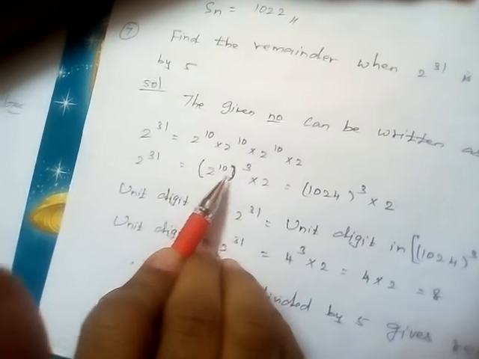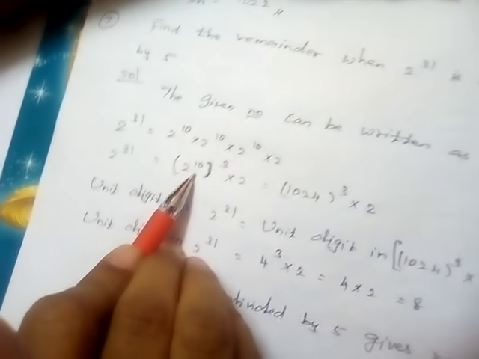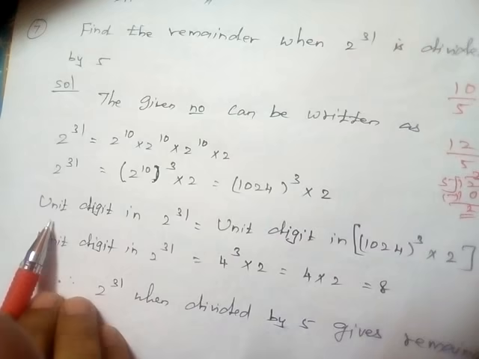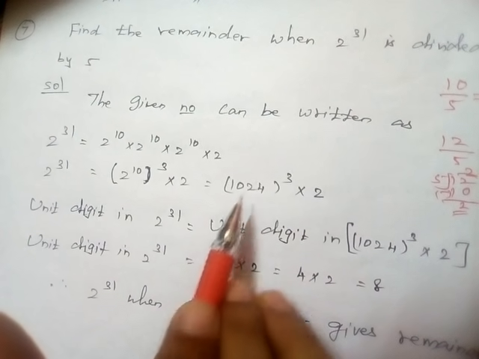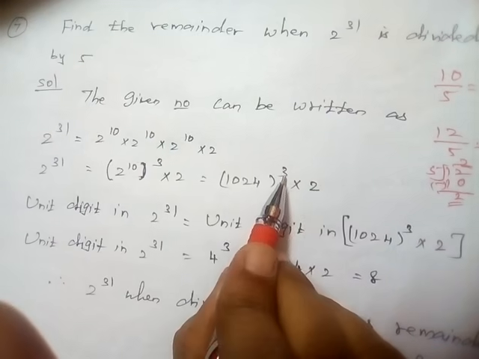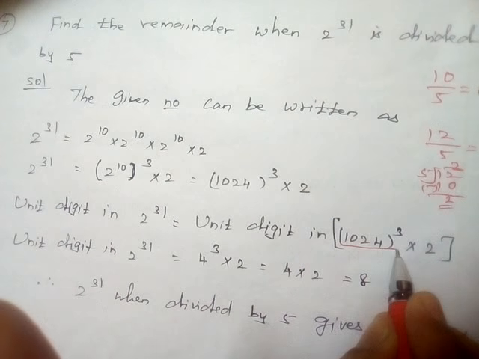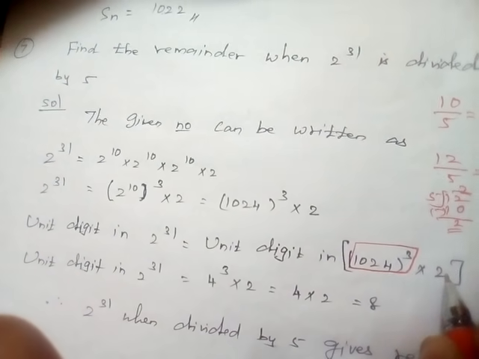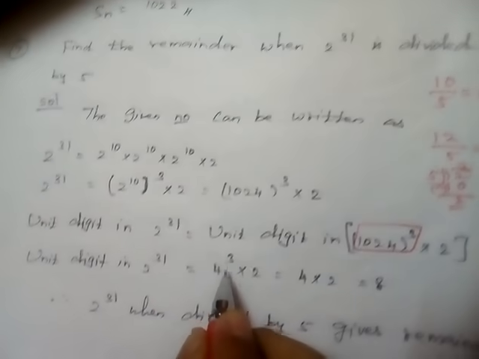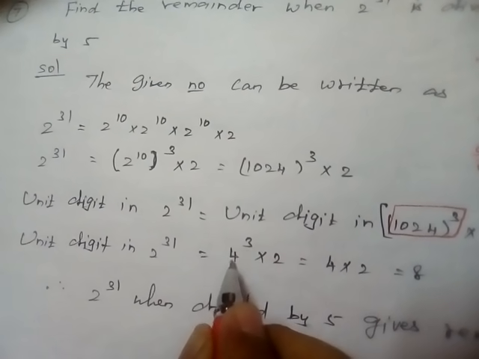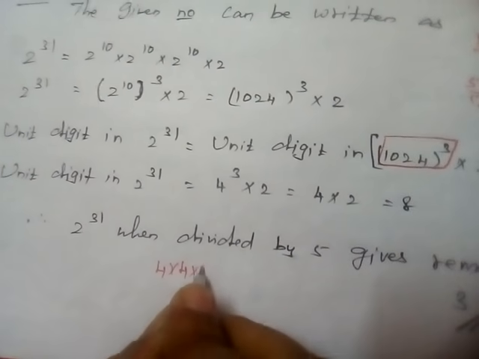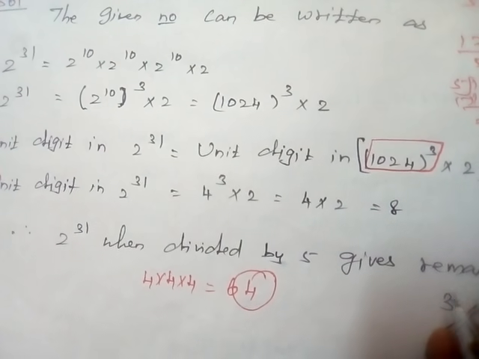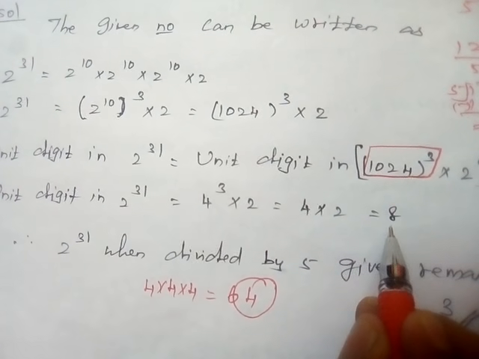Here 2 power 10 three times, so 2 power 10 whole cube into 2. We know 2 power 10 is 1024, cube, into 2. So the unit digit in 2 power 31 is equal to the unit digit in 1024 power 3 into 2. In this expression, what is the unit place? The unit place will be 4 cube, and the other unit digit is 2. So in 4 cube, what is the unit digit? 4 into 4 into 4 equal to 64. The unit place will be 4. Therefore 4 into 2 equal to 8. So the unit digit will be 8.